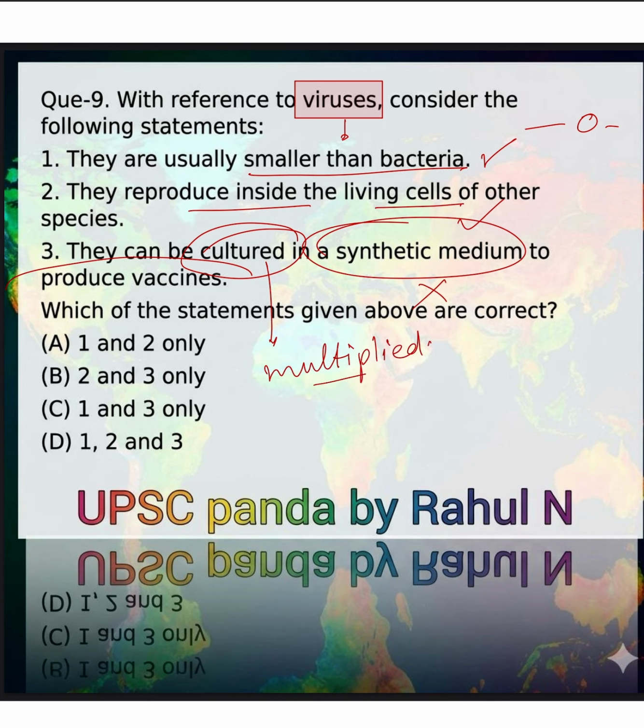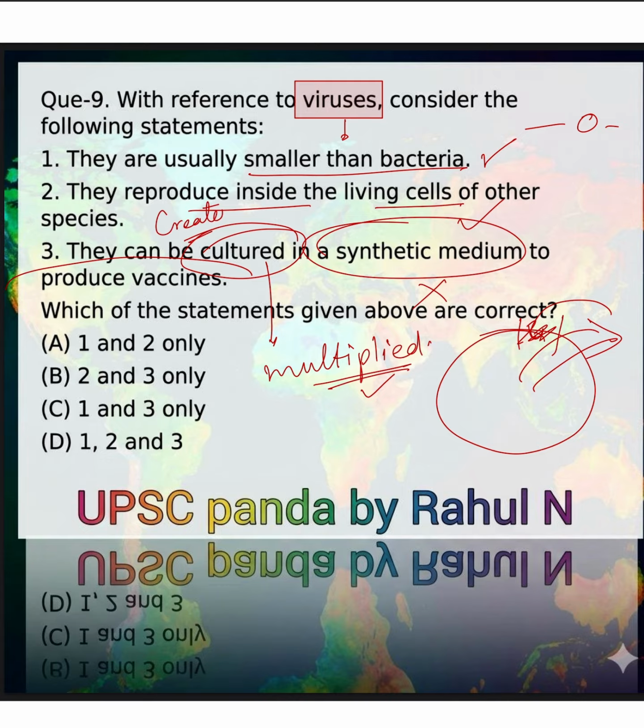They can be multiplied. If you take this bacteria, cut them out, and replace this with the virus, as bacteria grow, virus will grow, and we can make the vaccine. So it is multiplied. We can multiply that, but cannot be cultured. Cultured means creation. We cannot create artificial virus.